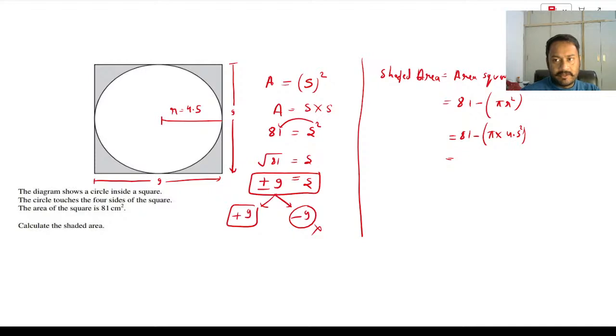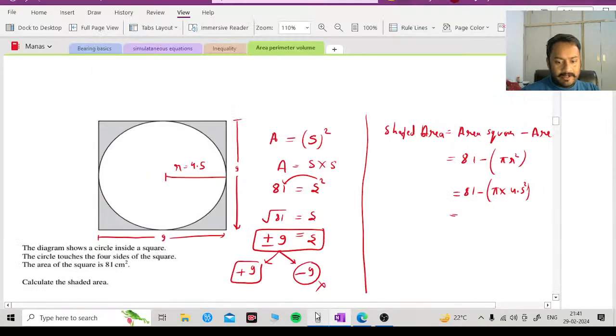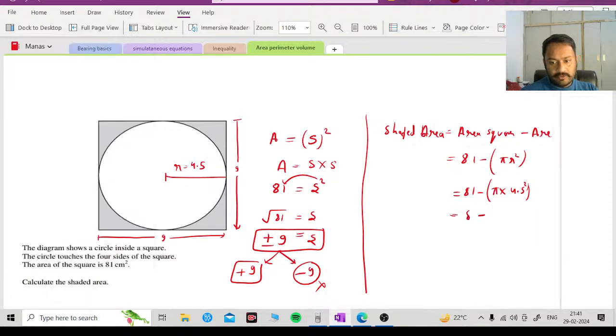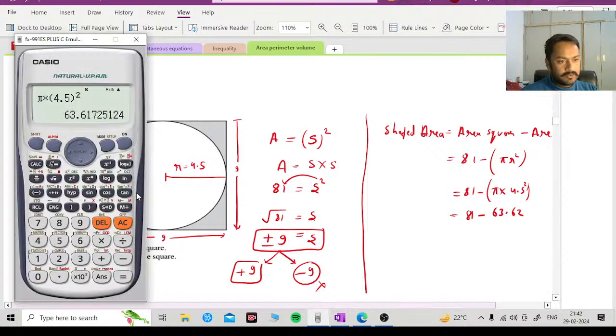Now I need to use calculator here. So I will write here pi r square. So that will be equal to, so shift and then pi and then 4.5 square, and that is equals to 63.62. We can just round off. So 63.62, right? So 63.62, and I can write answer, and then I can write 81 minus answer, right? So you can get 17.38.